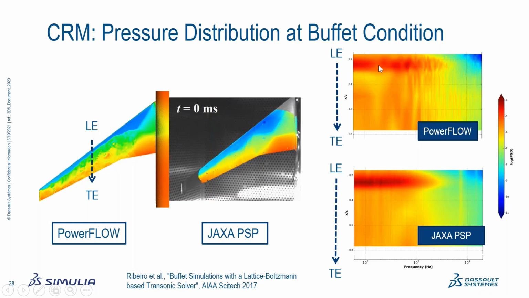So the red area shows that there is a lot of pressure fluctuation happening, close to 0.2, so very close to the leading edge of the wing. And also in the frequency range, so basically from a low frequency up to 1000 hertz. And by comparing the PowerFLOW simulation with the wind tunnel results, we get an excellent agreement here.